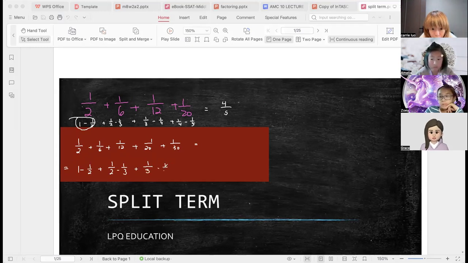1 over 4. Very good. Okay, good job. Okay, Amelia, so 1 over 20 equals what? 1 over 20 equals 1 over 4 minus 1 over 5. Very good. Zoe, so 1 over 30 equals what? 1 over 5 minus 1 over 6. Very good.